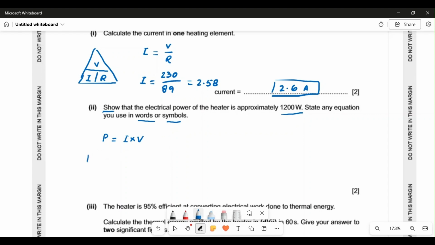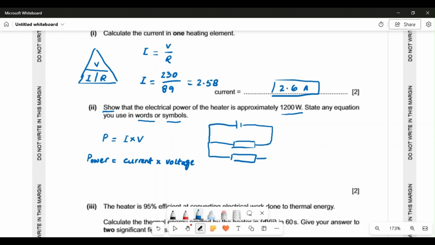I can write in words as well. Power is equal to current times voltage of the mains supply. Here I would like to mention one more thing. If I draw it, it's better. For example, this is the main supply 230 volt, and here are two elements which are in parallel. Thermal elements are in parallel.